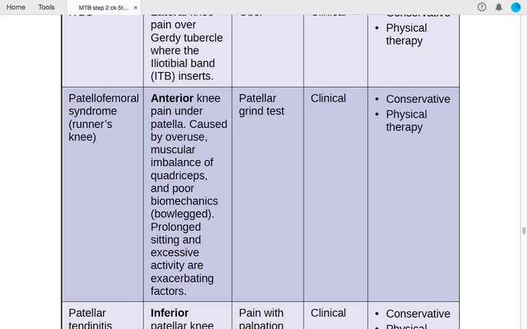There is muscular imbalance of the quadriceps. Quadriceps means four muscles: vastus medialis, vastus lateralis, vastus intermedius, and rectus femoris, right? These four muscles are known as the quadriceps muscles. Poor biomechanics such as bowlegs, prolonged sitting, and excessive activity are exacerbating factors. How are we going to diagnose these patients? On the basis of the patellar grind test, clinically, and we will do conservative management and physical therapy.